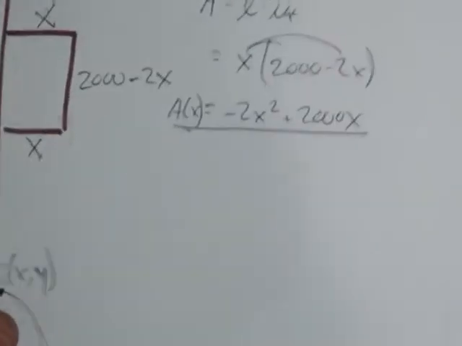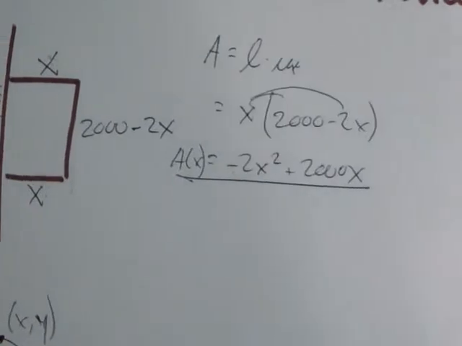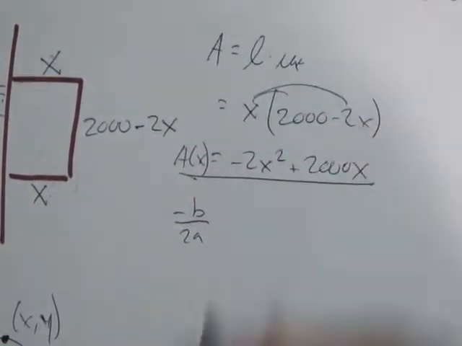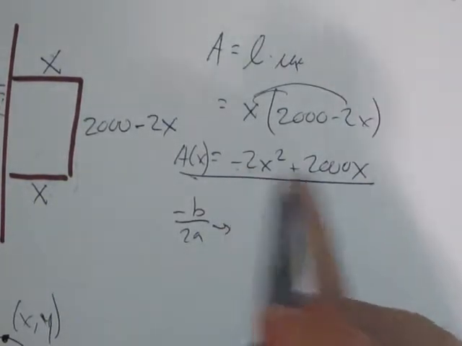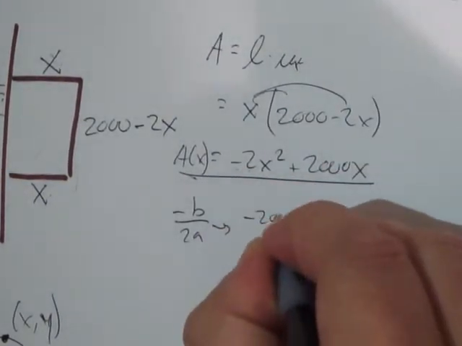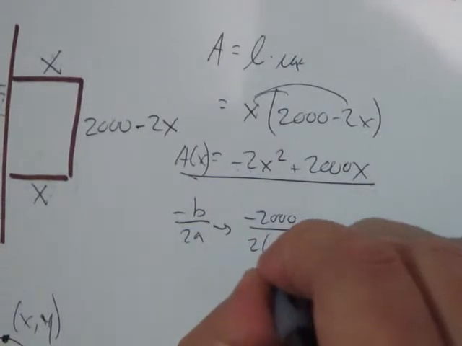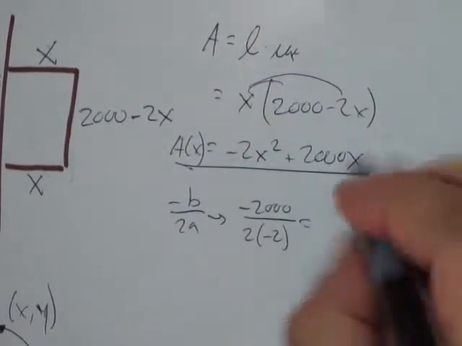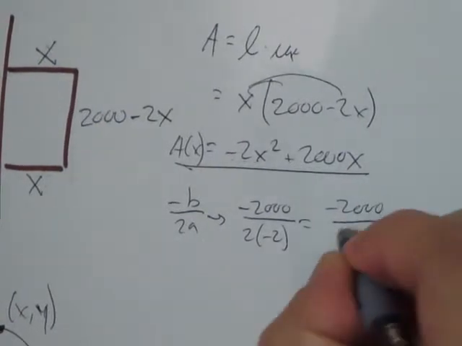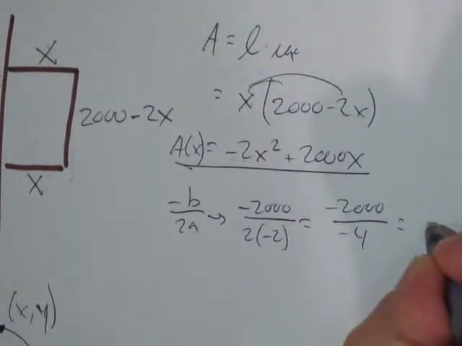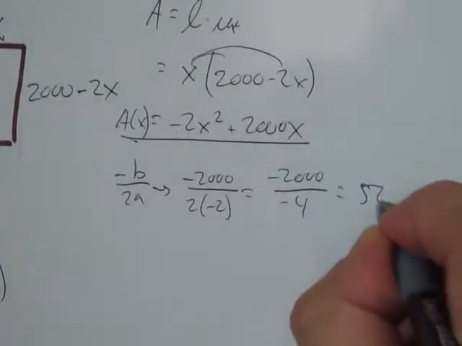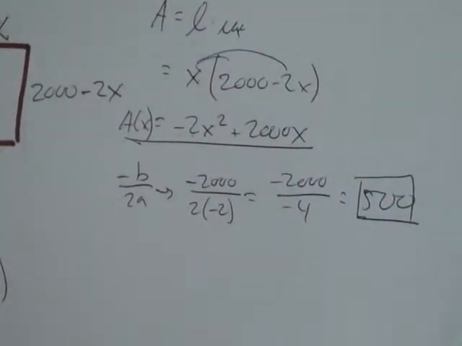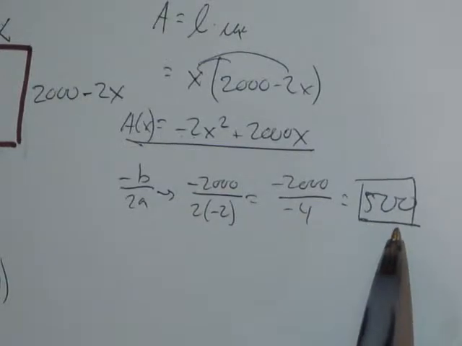So all we gotta do is go back here and let's find the x value of the vertex. So remember, the x value is negative b over 2a. So in this case, there's our A, there's our B, so it's going to be negative 2,000 over 2 times the negative 2, that's A. And that's going to be negative 2,000 over negative 4, looks like 500. So that's our length of our side that will maximize the area.